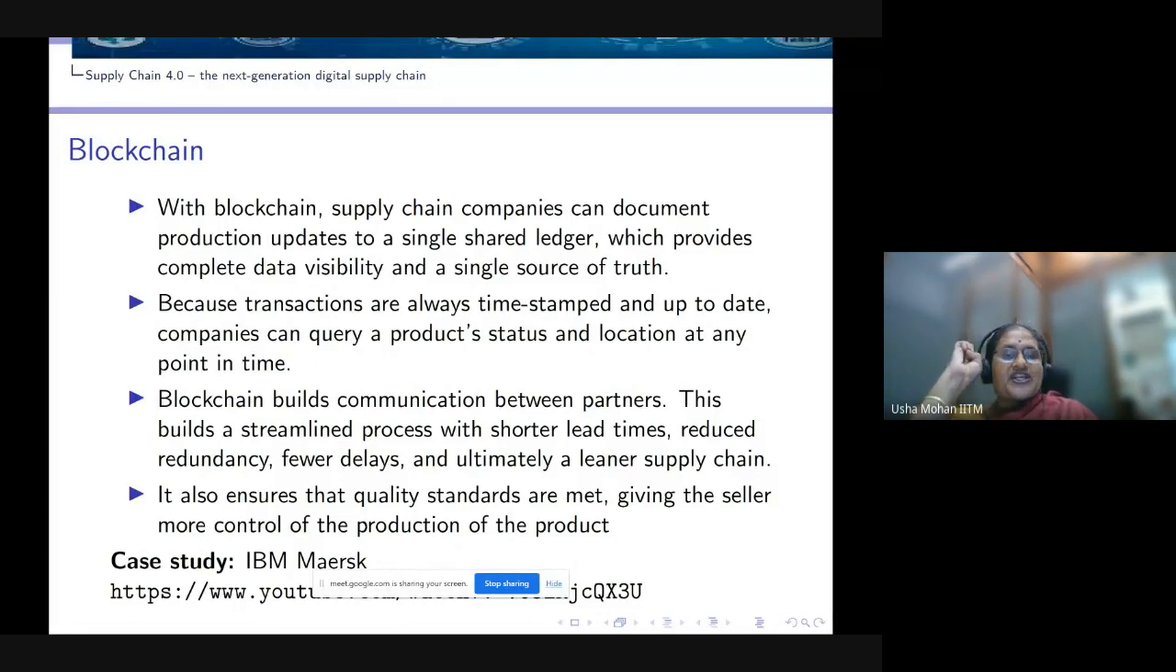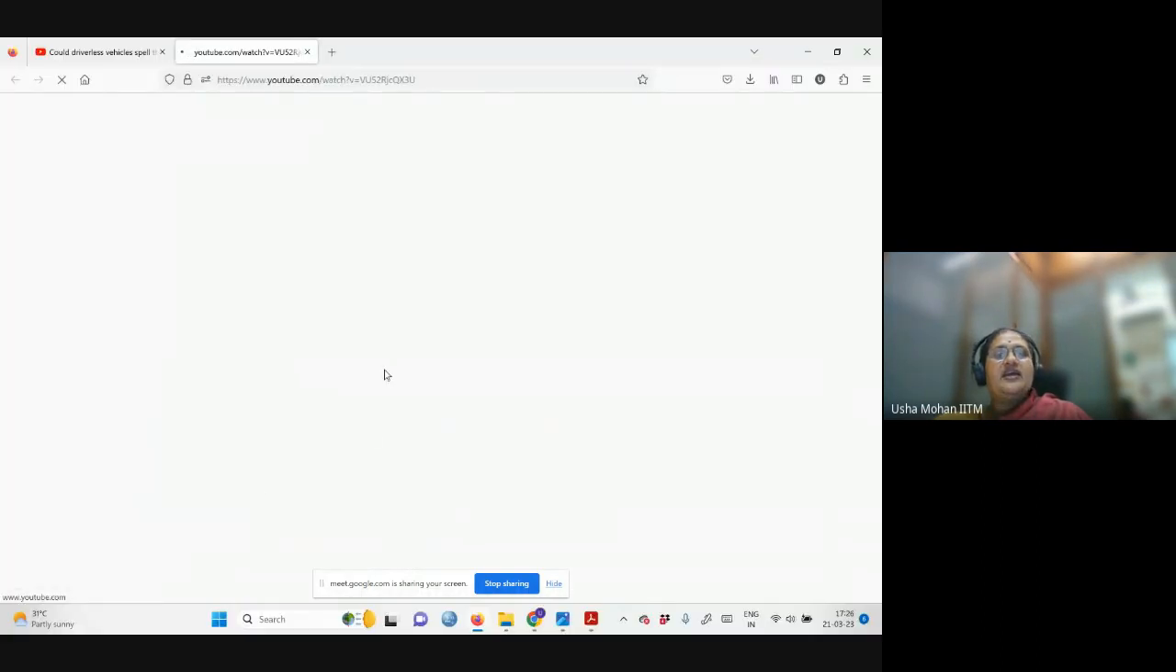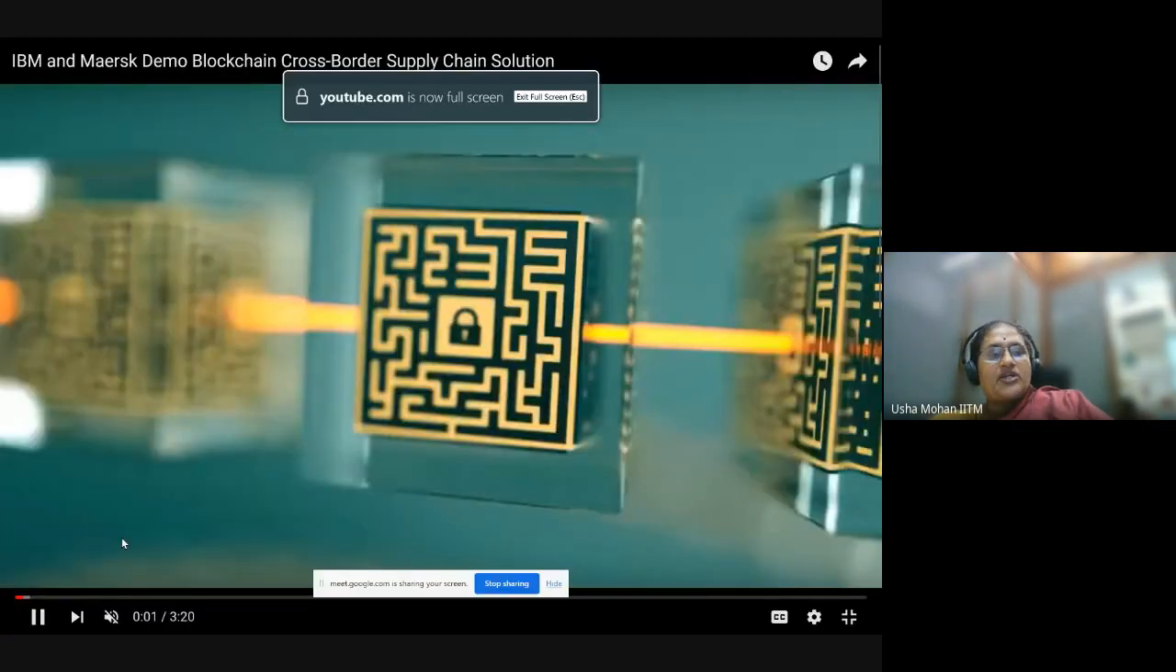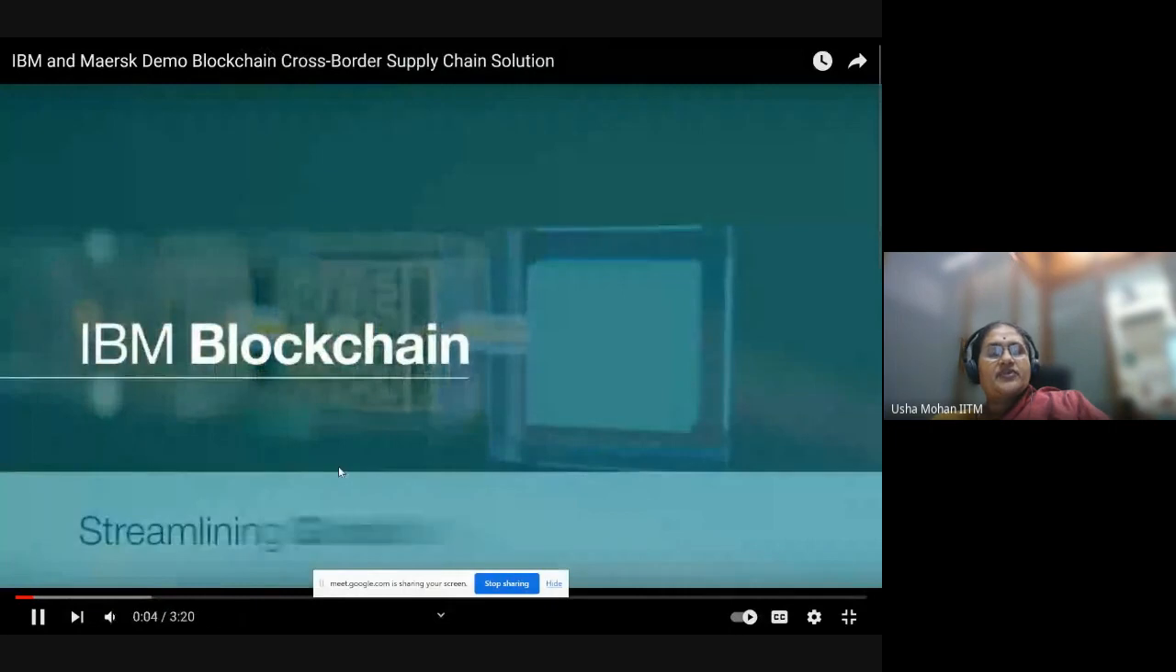So blockchain is an extremely important technology. One of the companies that have pioneered blockchain technology is IBM. IBM with Maersk, which is a container transport company, in this case study, IBM and Maersk actually show us how blockchain technology is.